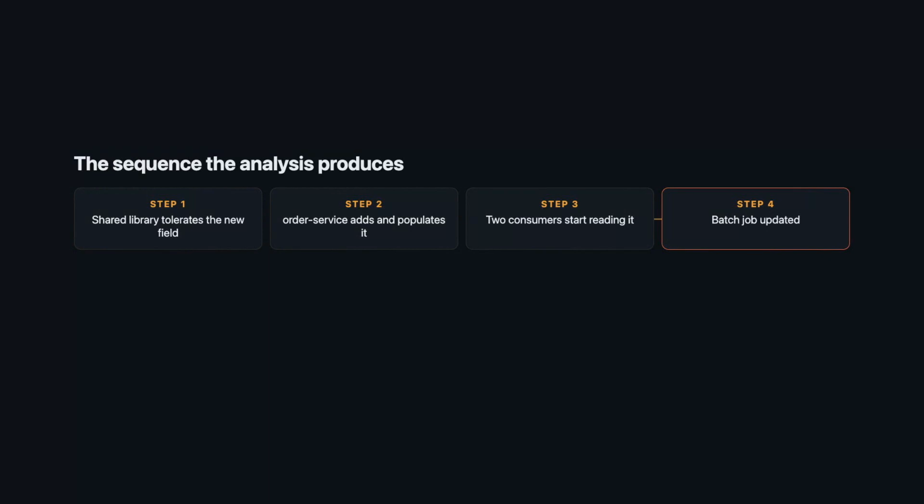The shared client library ships a version that tolerates the new field first, then order service adds and populates it. Then the 2 consumers start reading it. Then the batch job is updated. Across the migration, there is a compatibility window, the period where the old shape and the new shape both have to work, plus the integration points to test at each step and a rollback path.